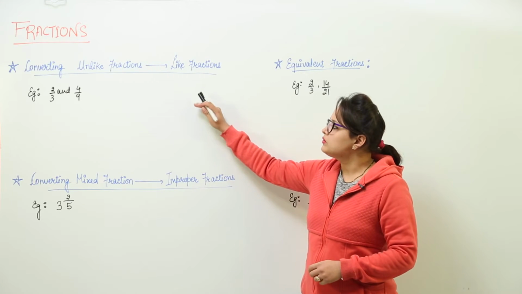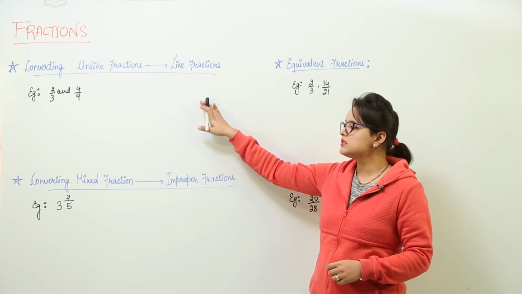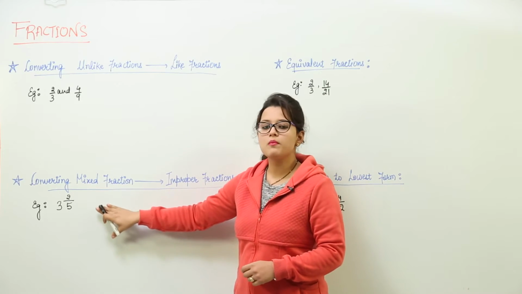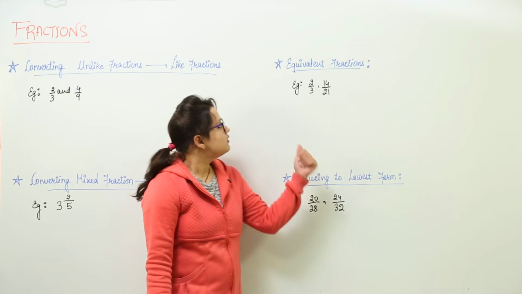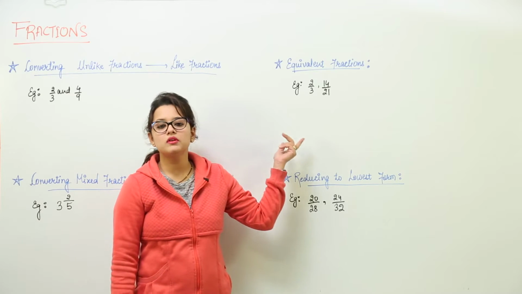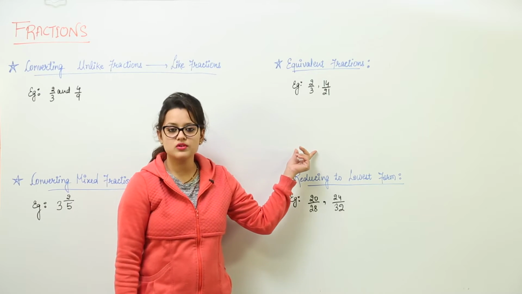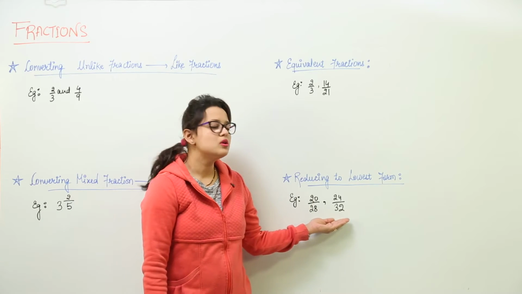So now we are going to discuss how to convert unlike fractions into like fractions. Next we'll have the conversion from mixed fraction to improper fraction. After that we will learn what are equivalent fractions and how to check whether the given fractions are equivalent fractions or not. And the last we are going to do is reducing the fractions into lowest form.